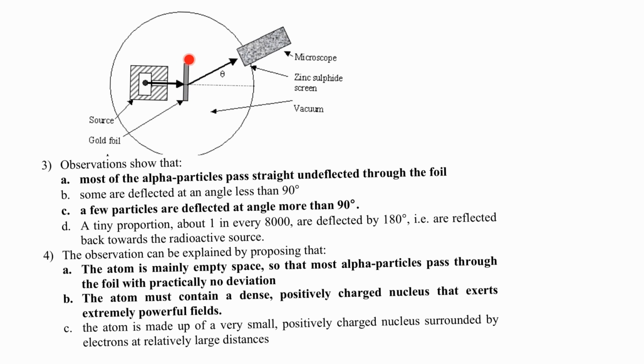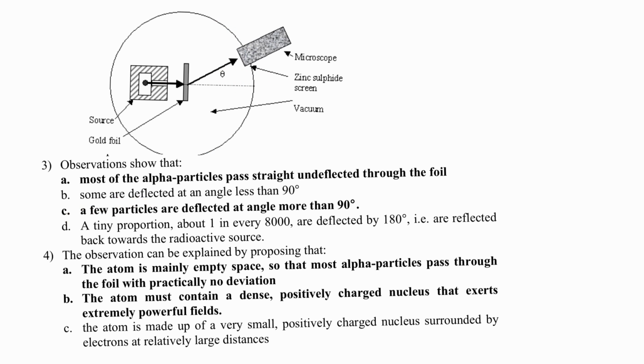There was a gold foil there, but since most of them hit this direction, he was wondering why most of them just pass through as if there was nothing there. The next observation is that some are deflected at angles less than 90 degrees. You see the theta is measured from here. As he started to rotate from here to here, he noticed that there were fewer alpha particles coming, but still a considerable amount, of course less than the middle one, and it keeps getting less.